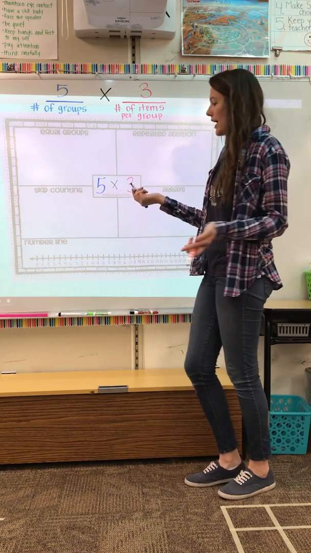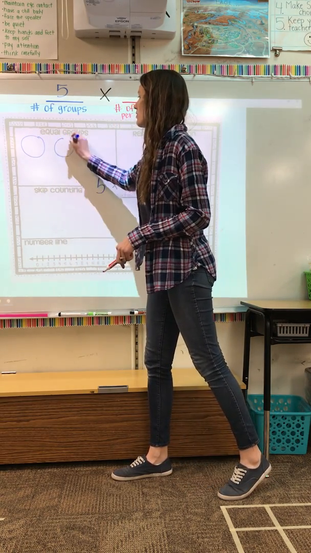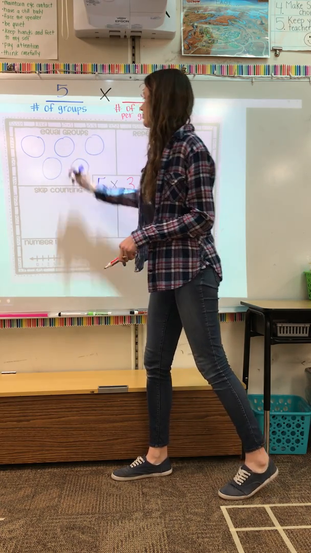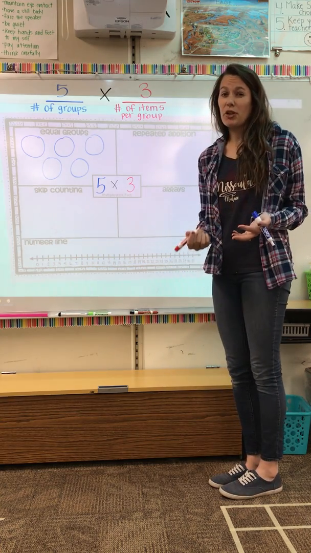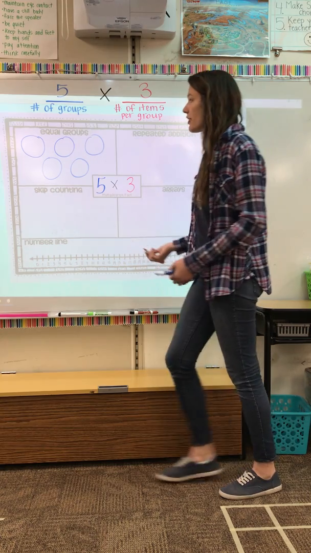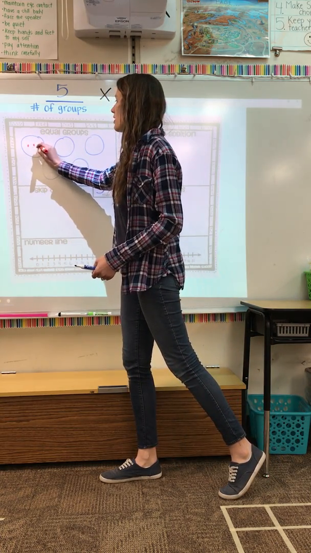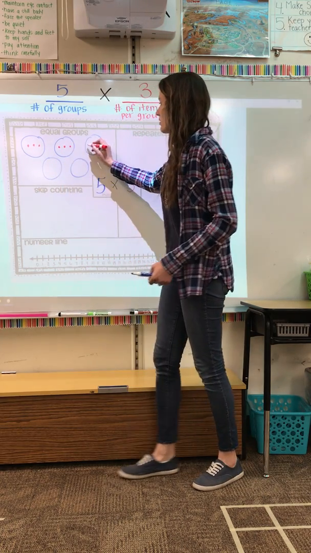In my story, I had 5 plates, so I'm going to draw 5 groups. And then I'm going to put 3 cookies on each plate. You remember, you can do dots, you can do tallies, you can actually draw your cookies. It's up to you. I'm going to do dots. And remember, we want to put them in nice, even rows, so that way they're easy for us to count.